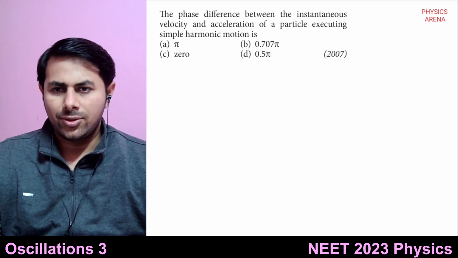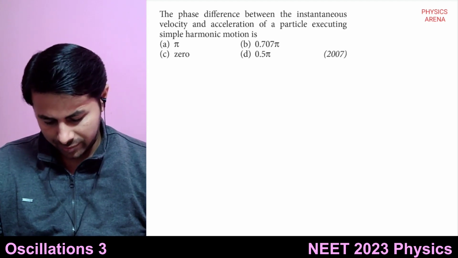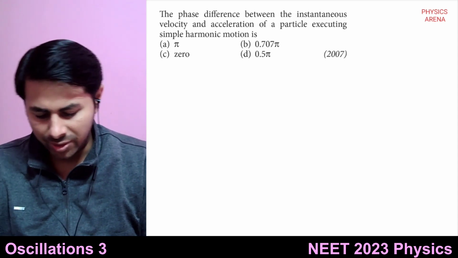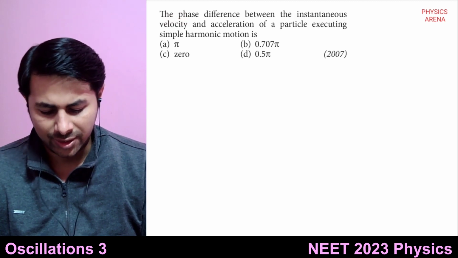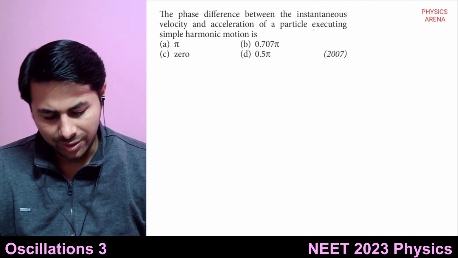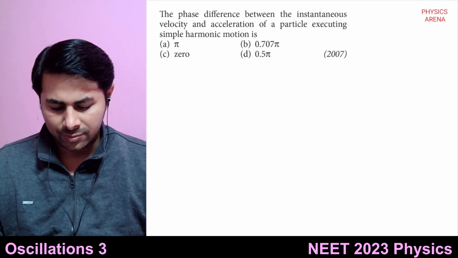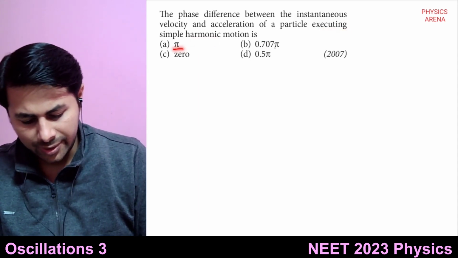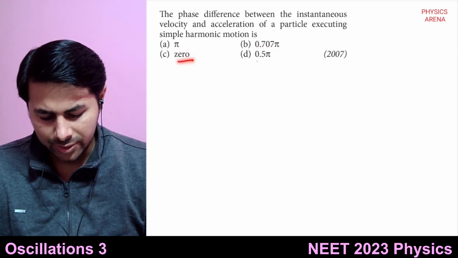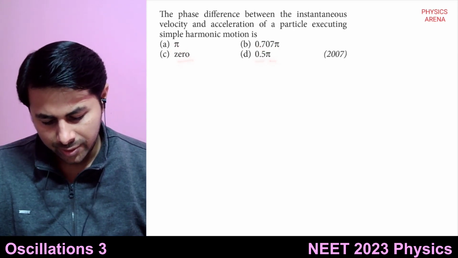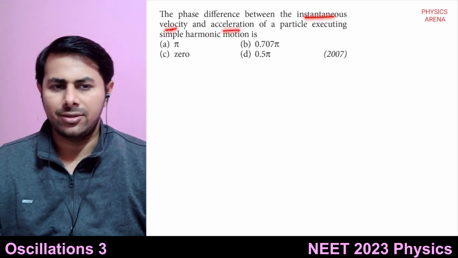Okay, so let us discuss some more problems based upon oscillations. So let's see this problem. The phase difference between the instantaneous velocity and acceleration of a particle executing simple harmonic motion is: pi, 0.707 pi, 0, 0.5 pi. So the phase difference between velocity and acceleration.